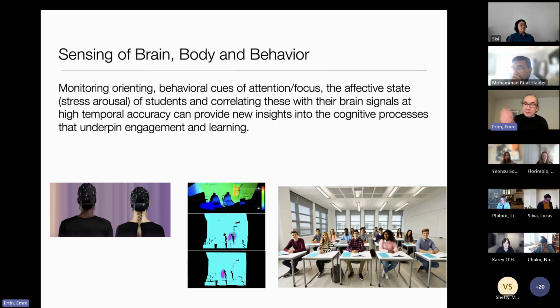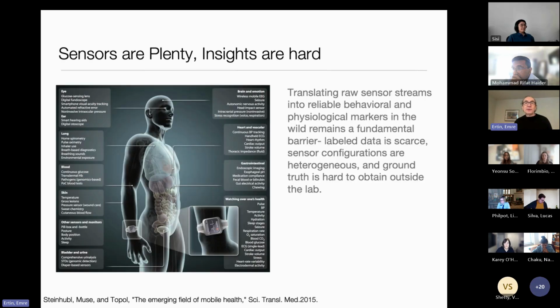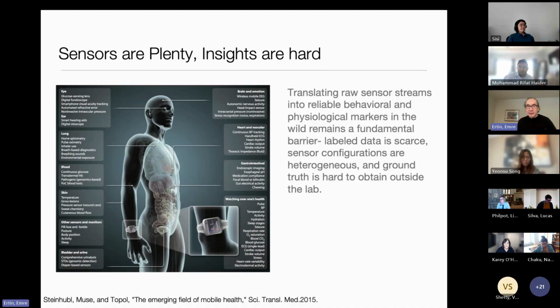So again, the core idea is to sense subjects when it matters, when they are learning, when they are out there in the real world. And we are living in a fortunate time, where we have sensors for almost every body function and subsystem, especially monitoring the autonomic nervous system, which regulates a lot of our stress response, etc.